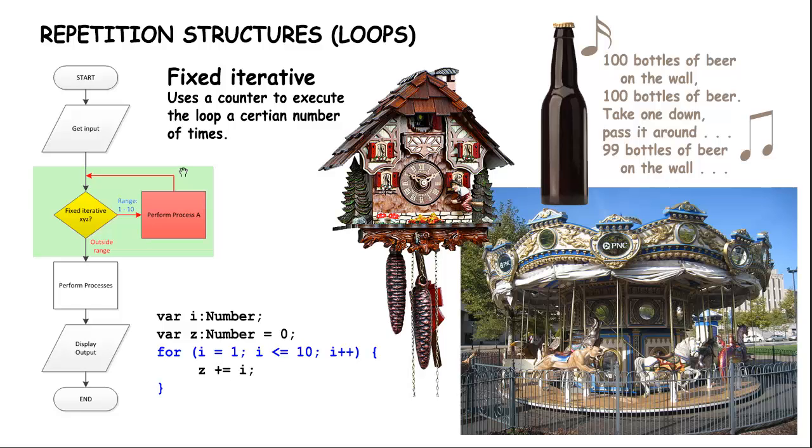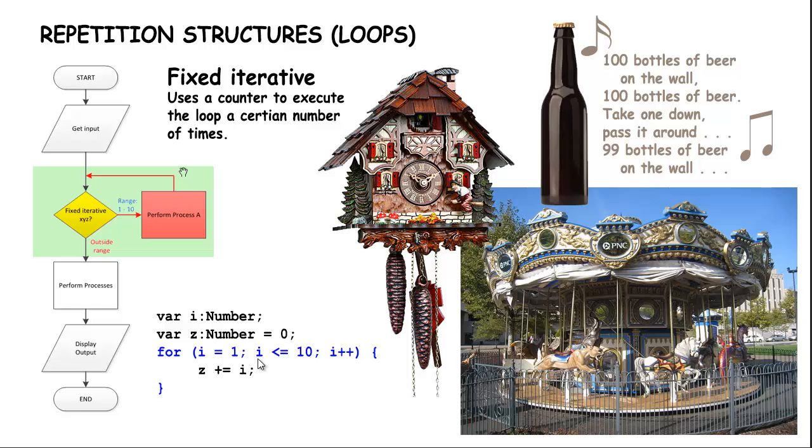So my ActionScript code I've demonstrated down here at the bottom. I have two variables, I is a number, z is a number equaling 0, and then a for loop is the structure that we use for fixed iterative repetitions in ActionScript. And we have the keyword for, and inside parentheses are actually three statements. The first one is an initialization statement that sets our counter equal to some value. So my counter is the variable I set it equal to 1.